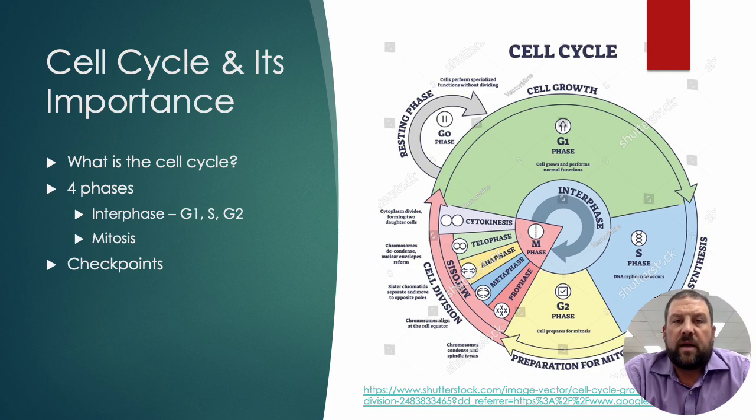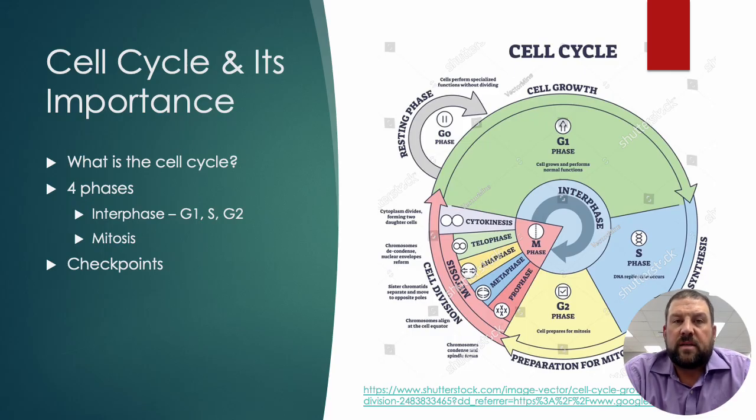The cell cycle has four major phases: G1, S, G2, and M. Together, G1, S, and G2 make up a stage called interphase, where the cell is not dividing but is actively preparing for division. The last stage of the cell cycle, M phase, stands for mitosis, which is when the cell actually splits. Let's break down interphase.